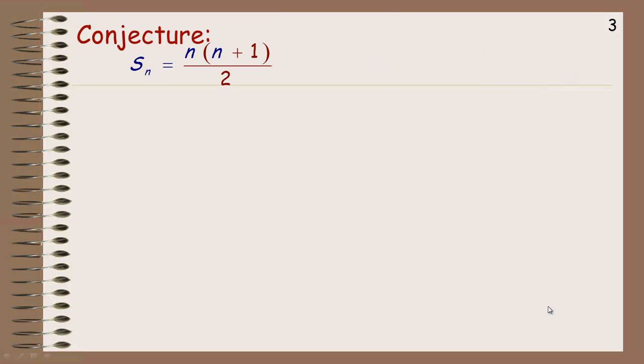So flipping over to the next page, it looks like the sum of that series is whatever n is. So we'll find the sum of the first 20 terms would be 20 times 20 plus 1 over 2. So the sum of the first n terms is n times n plus 1 over 2. Or we could write it this way: 1 plus 2 plus 3 up to n is equal to n times n plus 1 over 2.